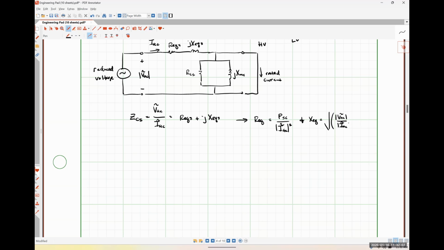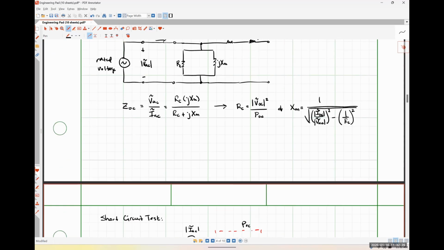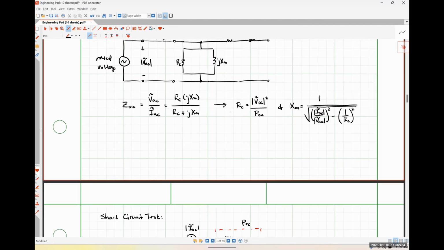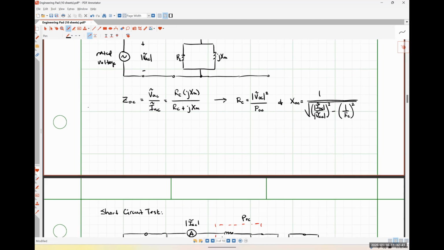Sorry, that line should be straighter. My apologies. Quantity squared minus REQ squared. Now, you may have noticed here that I took off the subscript S from this REQ calculation and this XEQ calculation. Realistically, RC and XM are inherently on the primary side. They are always thought of to be on the primary side normally, okay?